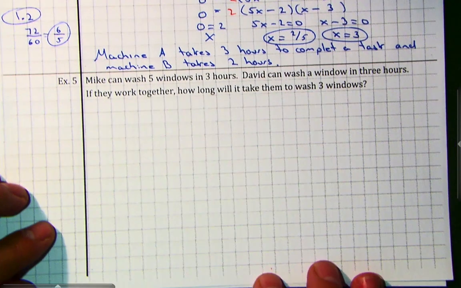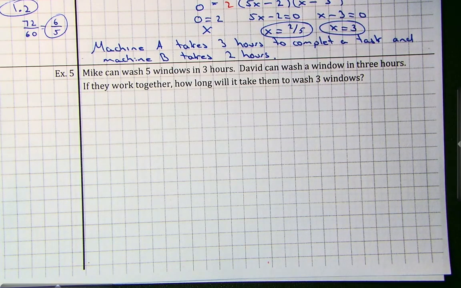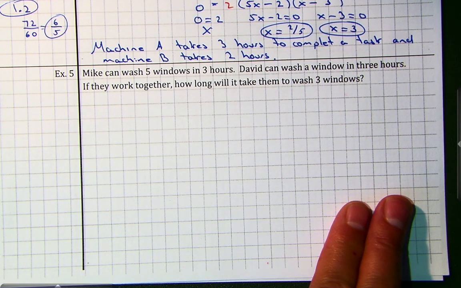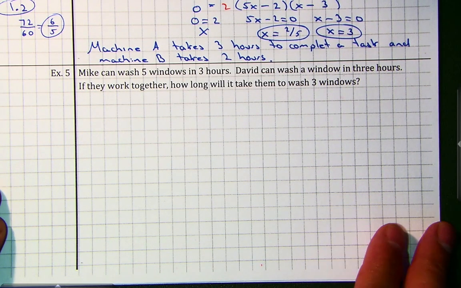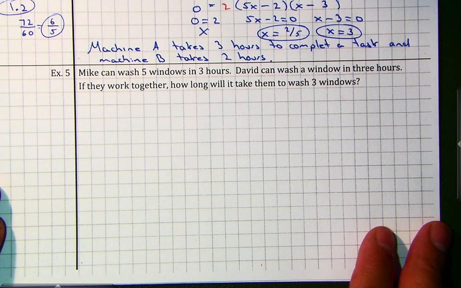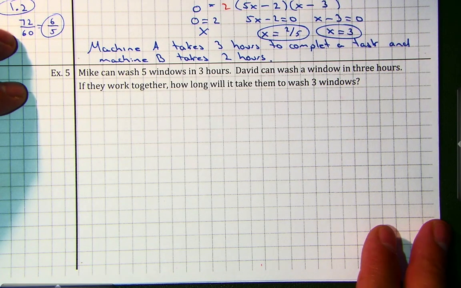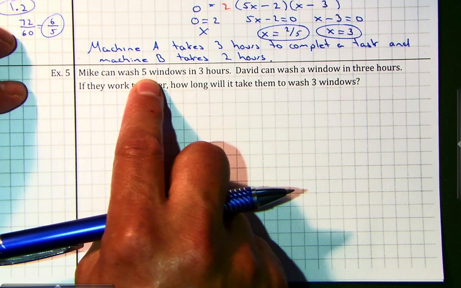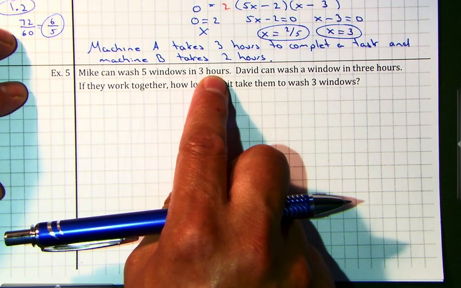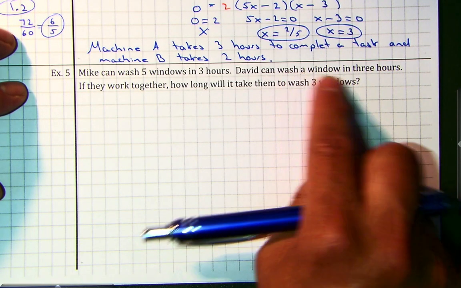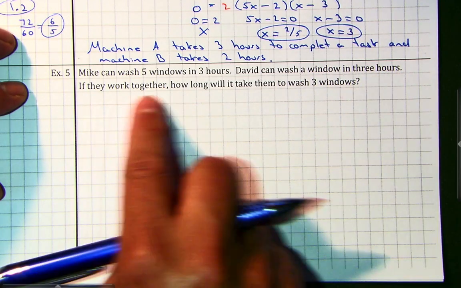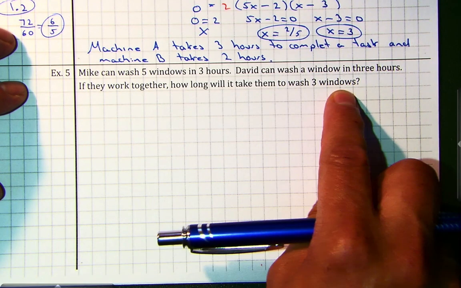See if you can set up the next one. So very similar. Go ahead and pause it, read through it, solve it, and then we can check your answers. You got it? So let's see. Mike can wash 5 windows in 3 hours. David can wash a window in 3 hours. If they work together, how long will it take them to wash 3 windows?